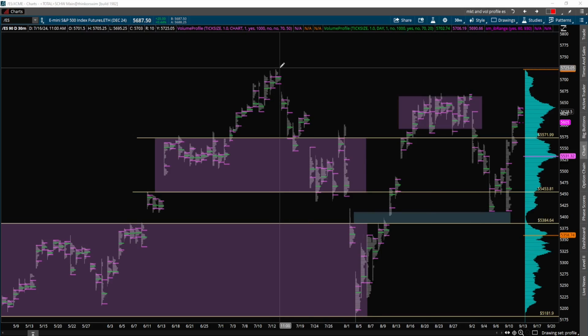Now, next week we're going to roll to the December contract, so the chart is going to look a little weird. Just bear with me on making that adjustment. It'll take a few days before we get back on track.